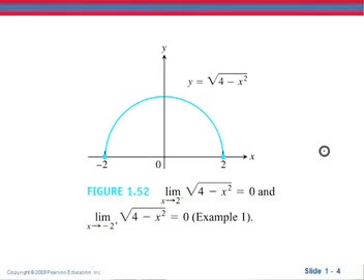Here is an example of a function y equals the square root of 4 minus x squared. As we approach 2 from the left, you'll see that our y values approach 0. And as we approach -2 from the right, you'll see that our y values approach 0. However, there is no left-hand limit at -2 since the graph is not defined to the left of -2. And there's no right-hand limit as x approaches 2 because there is no graph. The function is not defined to the right of 2.